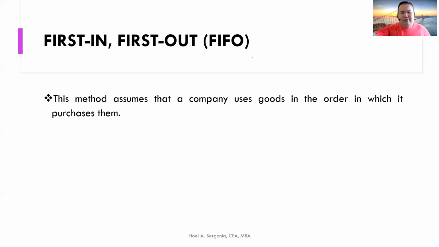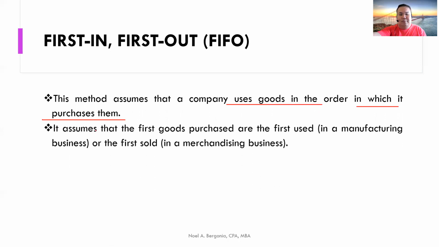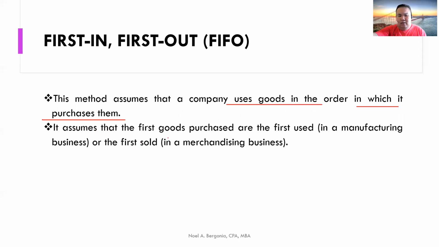So in the first in, first out concept in our cost formula, okay, it assumes that the company uses the goods or sells the goods in the order in which they were purchased. So whatever was bought first should be the one disposed of first. Okay? So that's the concept of first in, first out. Okay? So in terms of manufacturing, of course, when we buy it, and also in merchandising, the item purchased first will be used.